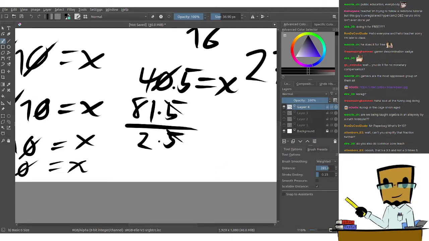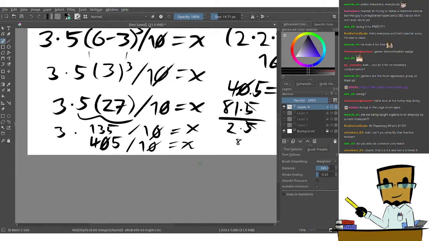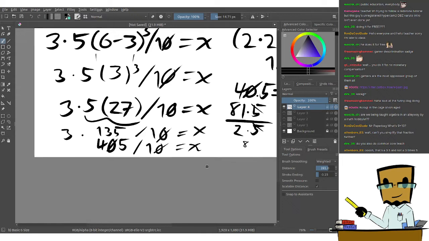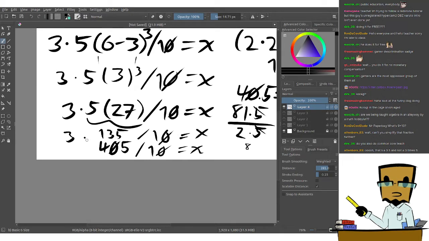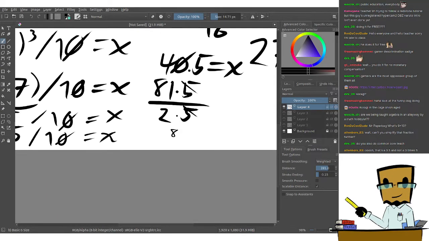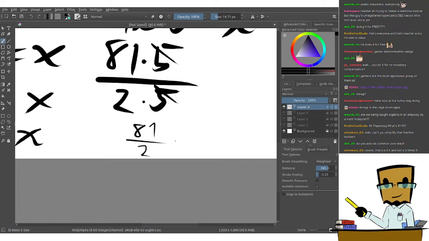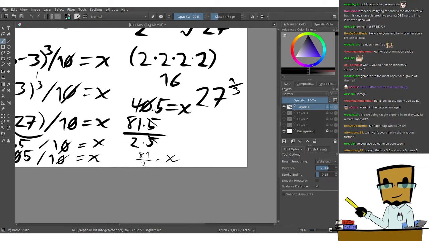Well, no. Let me do this better. It's a 3.5 and not a 3 times 5. No, that was a 3 times 5. And then we ended up simplifying 5 times 27 as 135, and it's a little bit sloppy. 81 over 2 equals x. There you go.